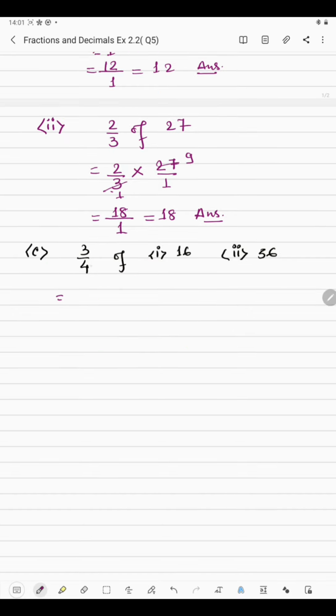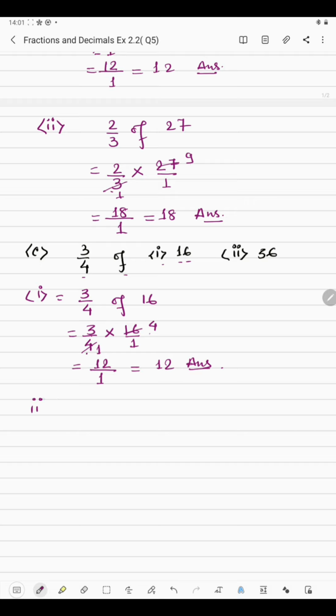Now in part C we have 3 by 4 of, the first one is 16. So here 3 by 4 of 16 we will have to find. So 3 by 4 of means multiplication, so 3 by 4 multiplied by 16. Now here again we will consider the denominator as 1, as there is no digit. So here both 4 and 16 come in 4's table, so we can cut it by 4. So 4 ones are 4 and 4 fours are 16. So what we are getting after multiplication, 3 fours are 12, and 1 into 1 is 1. So we have got 12 by 1 is 12. So this is the first part of number C.